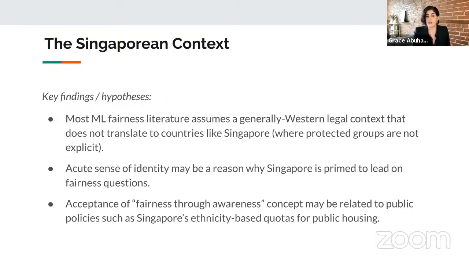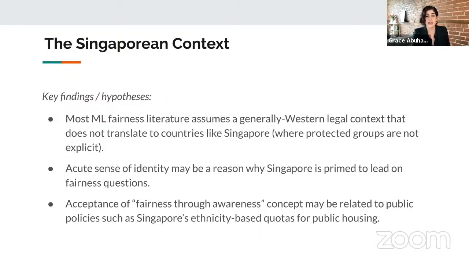Finally, whatever your view is on the public policies, such as Singapore's ethnicity-based quotas for public housing, our hypothesis is that these indicate an interest in engaging on fairness through awareness. In fact, when we mentioned earlier that we faced a gap in the fairness mindset or fairness understanding in terms of the one right approach or one right measure, we didn't encounter any resistance to the fairness through awareness mindset. And you'll even see how the methodology incorporates a section, Part D, which we'll come to, on justifying personal attributes used, creating the expectation that some such information would very much be a factor.